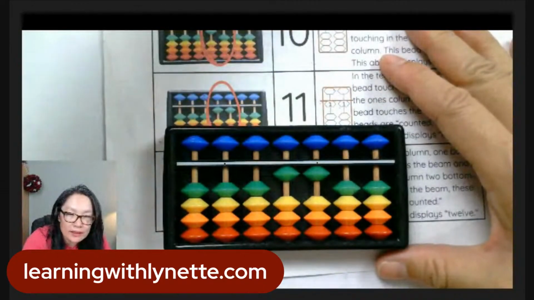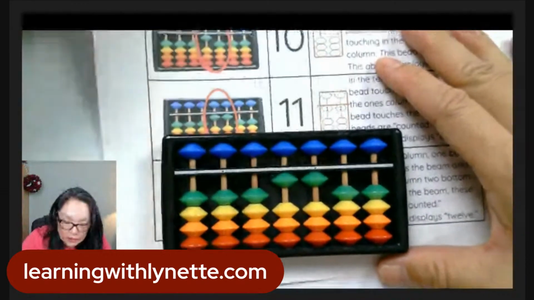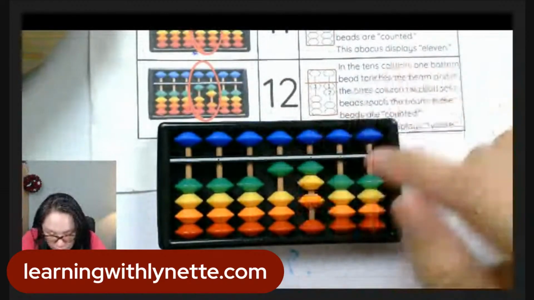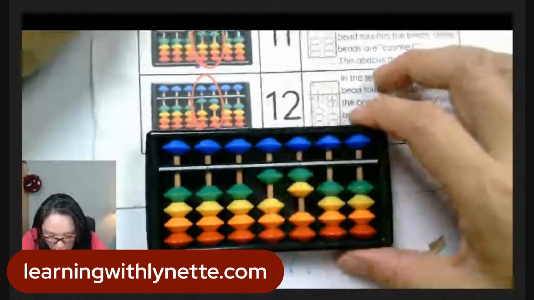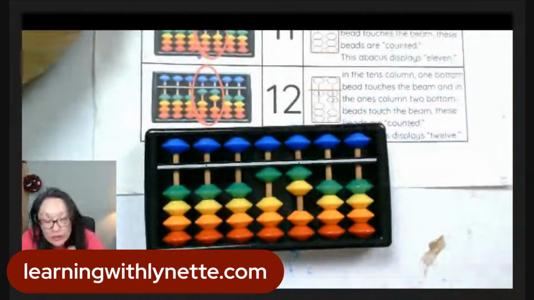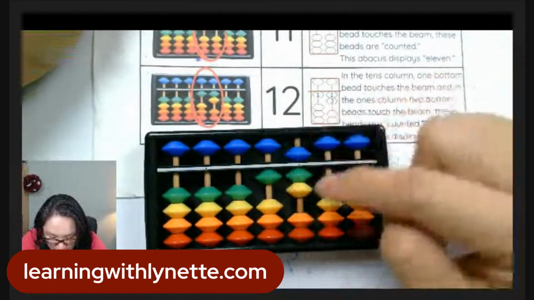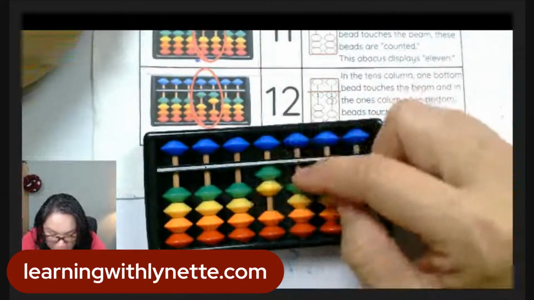So when we look, we have 12. 1, 2. So that's what 12 looks like. And then we can continue on, right? 12, 13, 14, 15, 16, 17, 18, 19, and then 20.